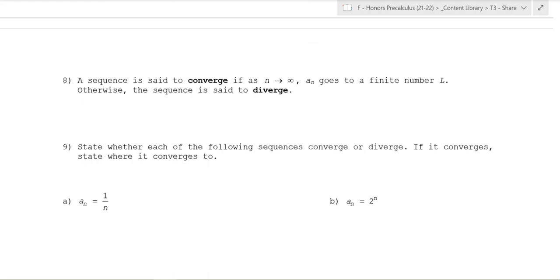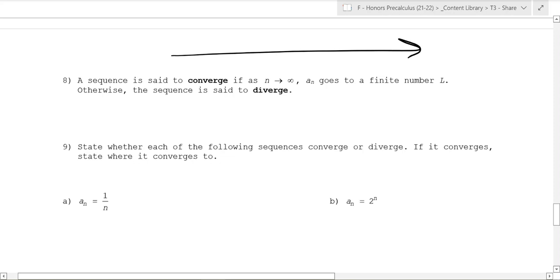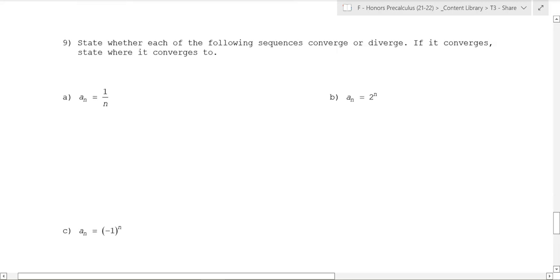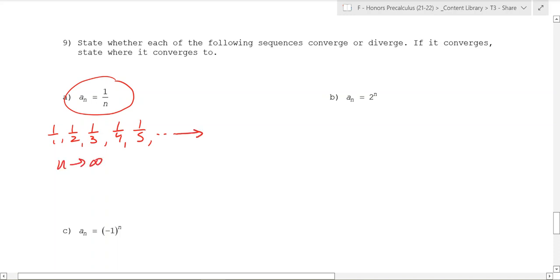And this is the last big idea of this page, which is a sequence is said to converge if as n gets big, as you go infinitely to the right, a sub n goes to a finite number L. Otherwise, the sequence diverges. So what I mean by that is if we list this out, n is 1, then 2, the first term is going to be 1 over 1, then 1 over 2, then 1 over 3, and then 1 over 4, and then 1 over 5, and then it keeps going. As n goes to infinity, what does this go to? Well, it gets infinitely close to 0. So we say that this converges to 0.